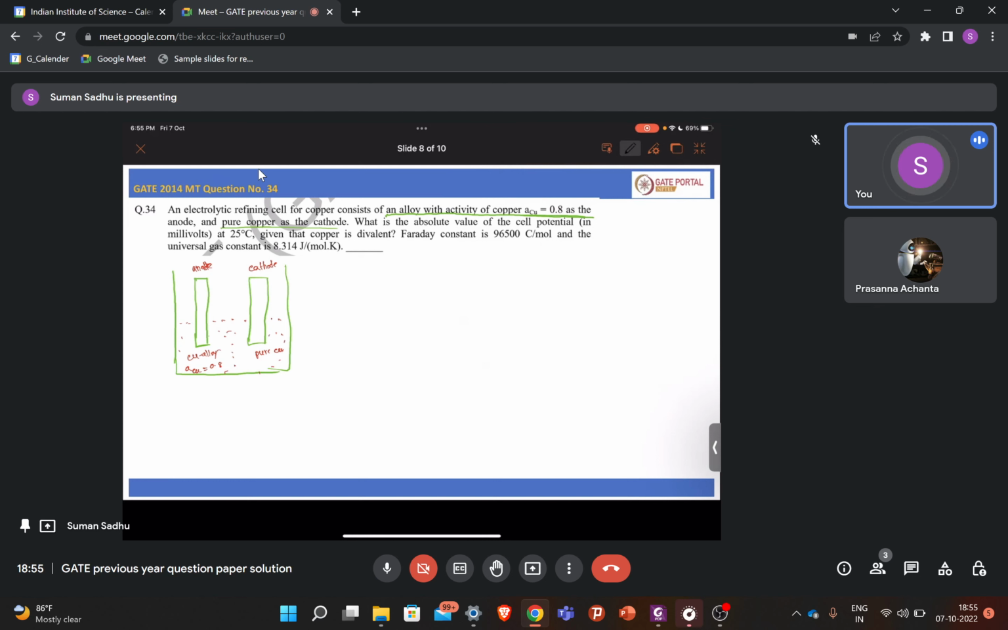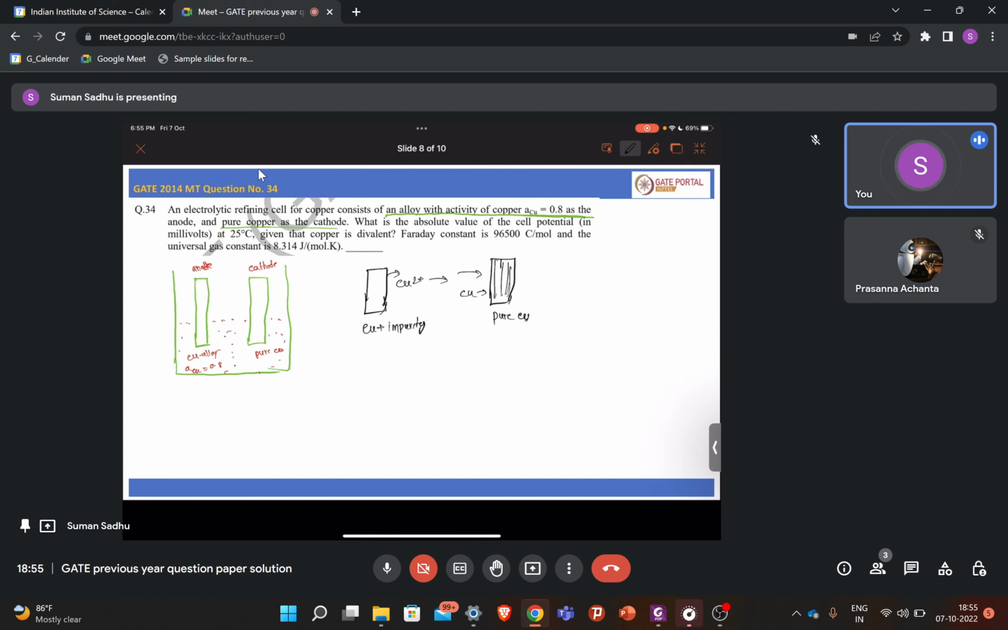You have some copper alloy over here at the anode, copper plus impurity. Refining means you took some pure copper, this is the pure copper cathode. Now refining means only copper will dissolve from here as Cu2+ ion. It will travel through the electrolyte, go to the cathode, and deposit there as copper.